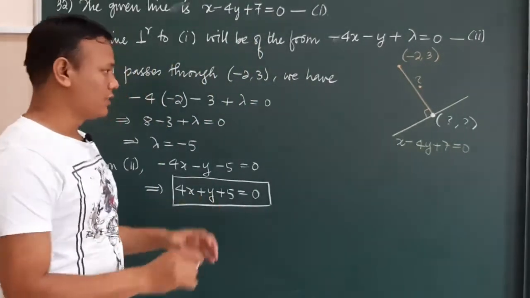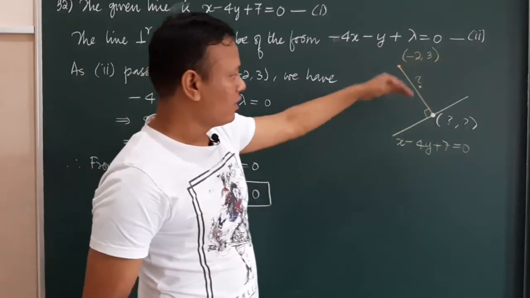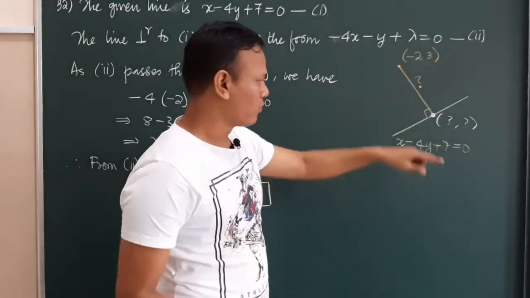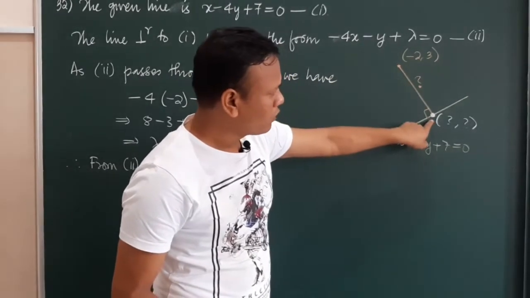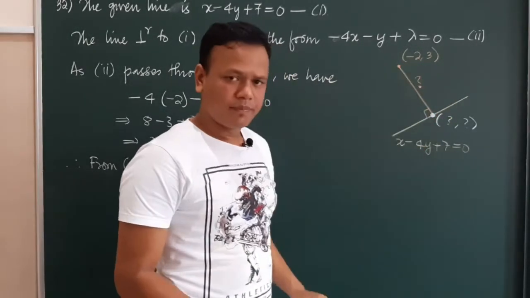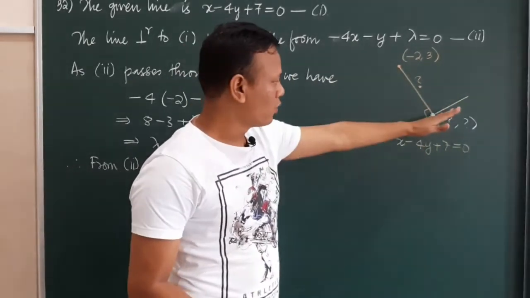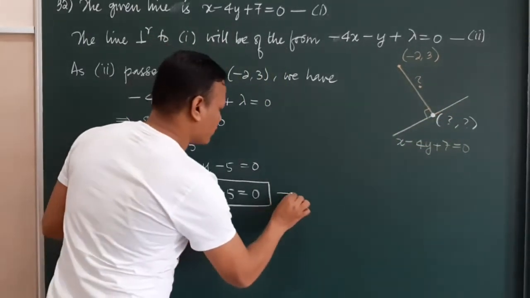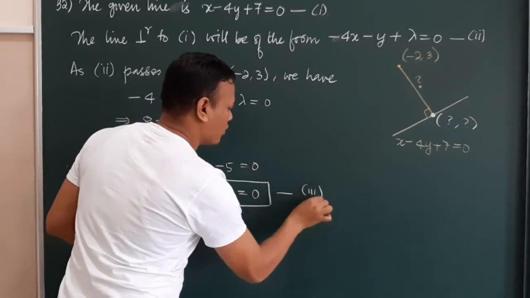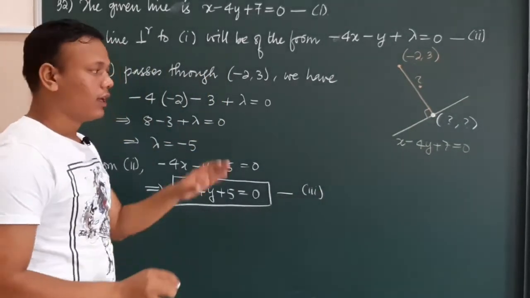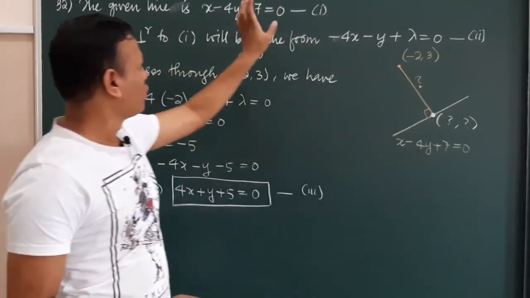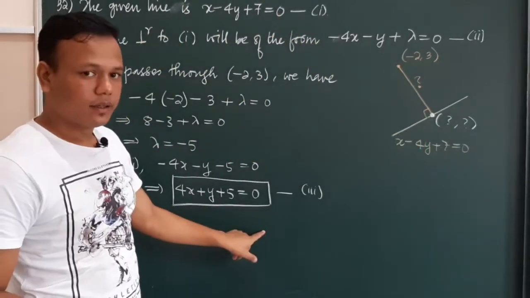Another part says find the foot of the perpendicular. Basically if you see carefully, is this the point of intersection of this line and this line? Yes, so this is the point of intersection of this line and this line, right? Let me call this equation 3 for now. So we'll find the point of intersection of 1 and 3.